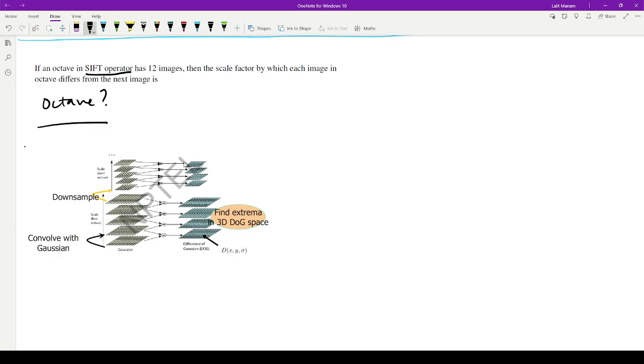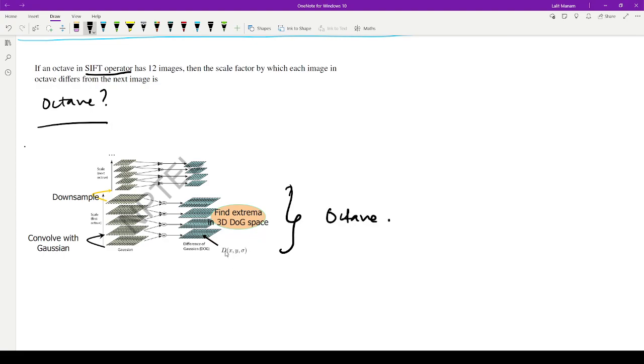Okay, so what's an octave? I hope this part is visible. This is the first scale octave and this is the next scale octave. In general English, octave means something related to the number eight, I mean, eight instances. But here, specifically, what we mean is we try to change the scale of the image, right? So before changing the scale of the image, this whole thing is called an octave.